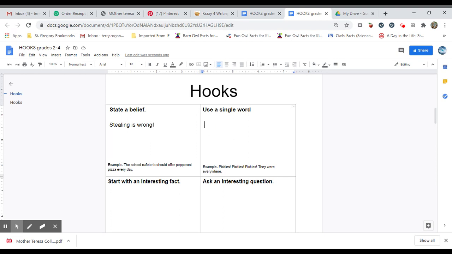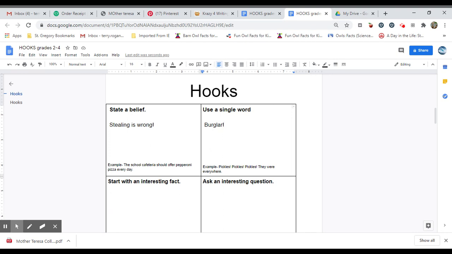Or you could begin, this is another type of hook, by using a single word. So when I think about the story, Goldilocks and the three bears, the single word I might want to start with is "burglar," because Goldilocks was kind of a burglar. She broke into their house, slept in all the beds, etc.